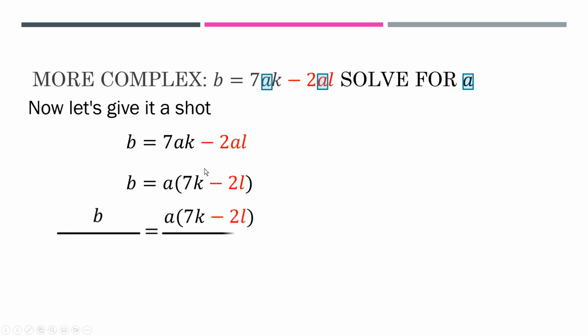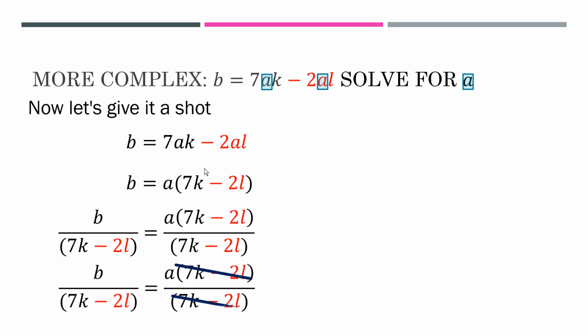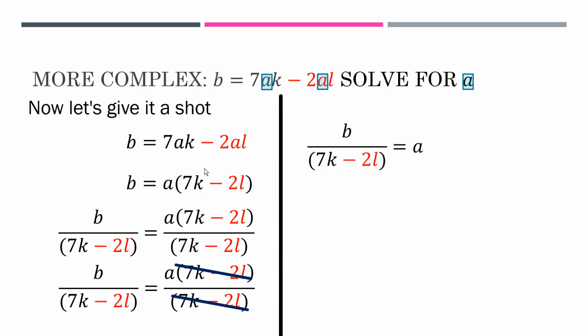So what you could do is divide both sides by that 7kl. And when you divide by the 7kl, those are gone. And you're left with b divided by 7k minus 2l is equal to a, or a is equal to b divided by the quantity 7k minus 2l. Both ways are valid answers, but it just depends which way you like. Personally, I prefer this one, but both are acceptable answers.